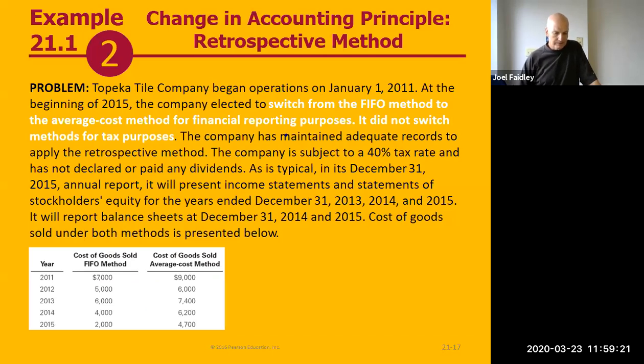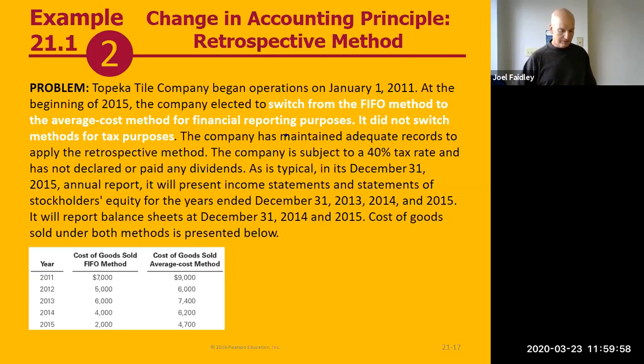Here's a good exercise that they go through with about 7 or 8 different slides. And I would argue they probably could have done this with just a couple of slides. Let's just read this. It says here that Topeka Towel Company began operations. They're going to switch from FIFO to the average cost method for financial reporting purposes. It did not switch methods for tax purposes, which tells you what? Going back to the income tax chapter, you got a temporary difference, right? Deferred tax asset, deferred tax liability.